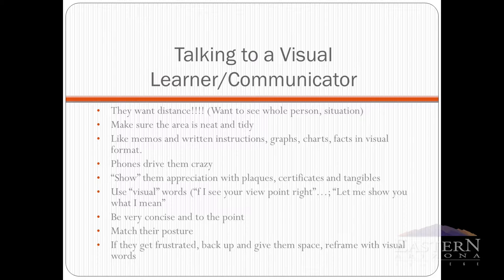Then another thing that's really important, and this is really for all of them, but match their posture. If you want to build rapport very quickly with somebody that you don't know, match and mimic their posture. And we're going to talk more about that later on and actually show you what that means. If you're talking to a visual person and they start to get frustrated, the number one best thing you can do is back up and give them space. They want that visual space. They want their protection zone. And if you're getting too close or things are getting tense, just back up and then redirect it with some visual words. Okay?